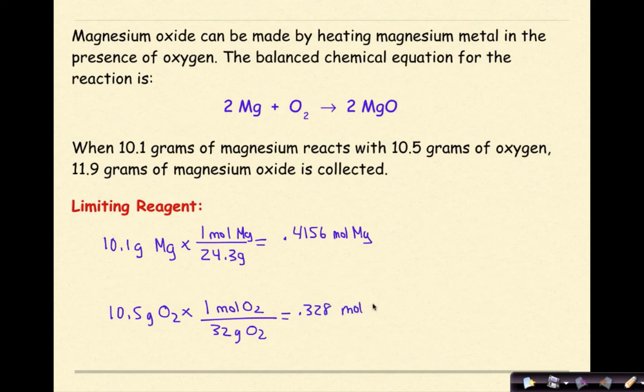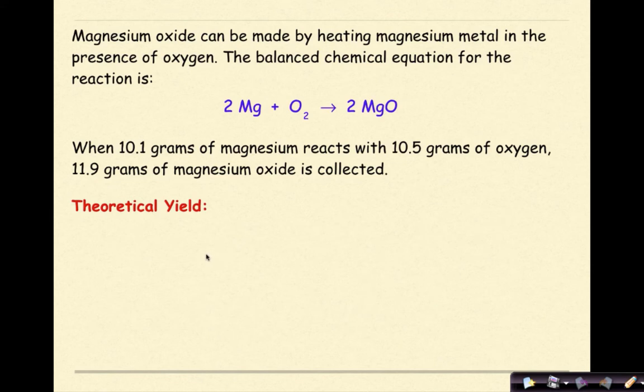So if I work this out, I'm going to get 0.328 moles of O2. Now what I need to do is take these moles and divide them each by the coefficient from the balanced equation. So I'm going to divide the magnesium by 2, and I'm going to divide the O2 by 1. 0.4156 divided by 2 is 0.2078, and 0.328 divided by 1 is 0.328, which means the smaller of these two numbers is the magnesium, so the magnesium is going to be my limiting reagent. I have identified my limiting reagent here.